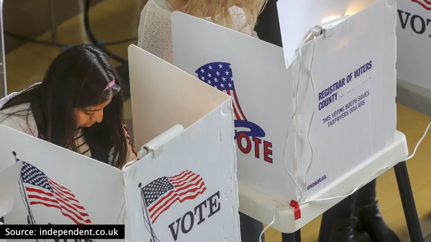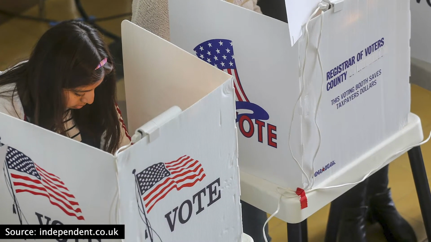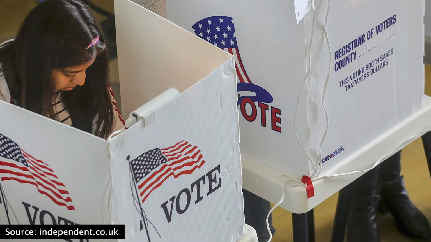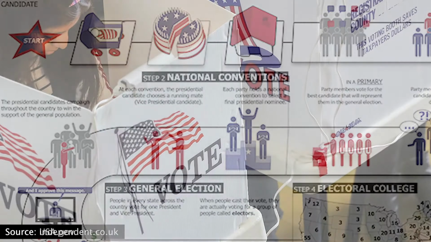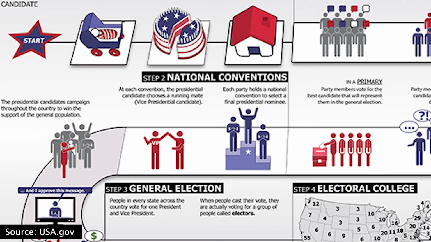In caucuses, the various party members meet with one another, discuss their options on candidates, and vote for who they think would be the best individual to represent the party. While in primaries, party members vote in a state election for the candidate they want to represent them in the general election.